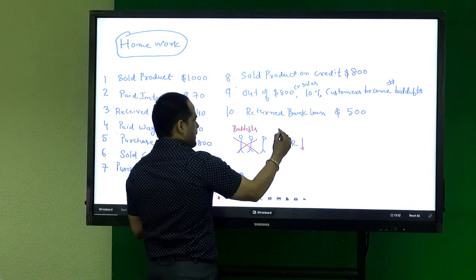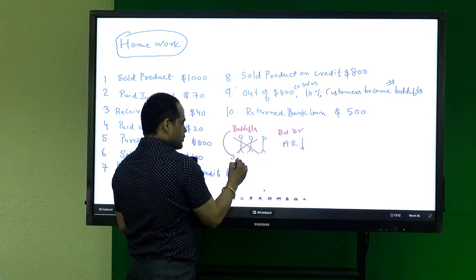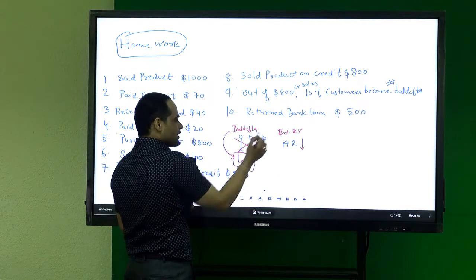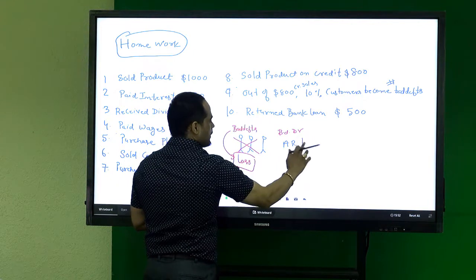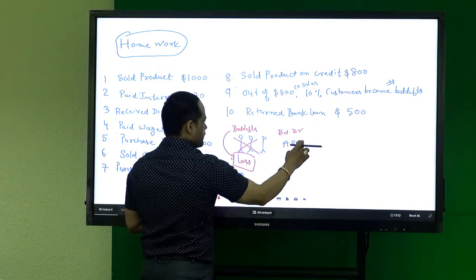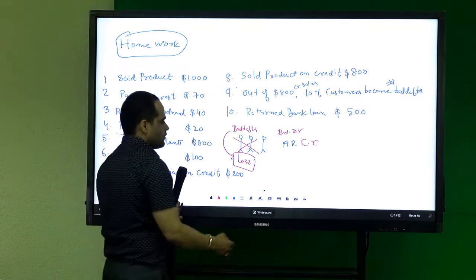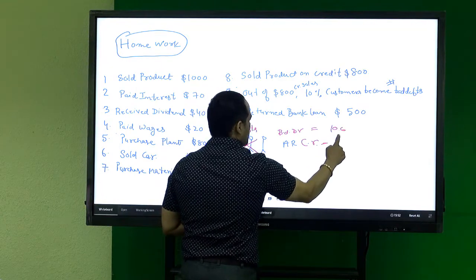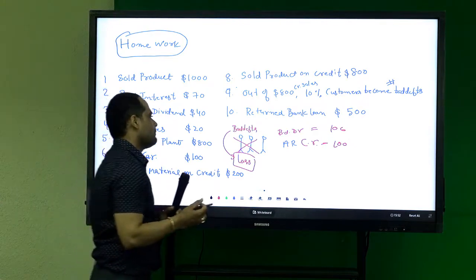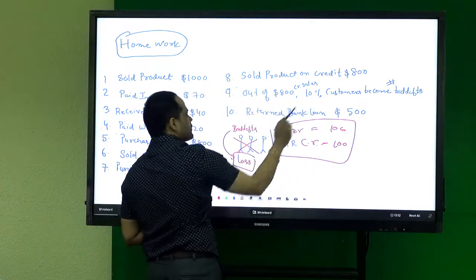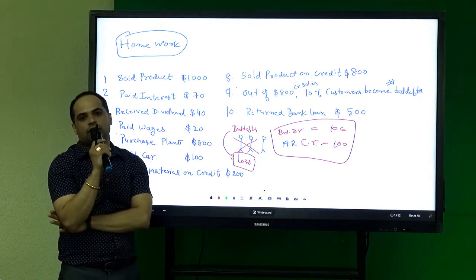Alright? And bad debts will be debit. Why? Because bad debts is your loss, and loss is always debit. Accounts receivable will be credit. Whatever the amount is, let's say the amount is 100. Right? So that's the idea behind bad debts. So here is the total complete transaction. Make sure you try to do it. If you cannot, in the next class I'll give you the answer for it.